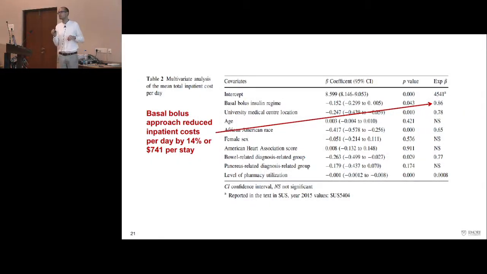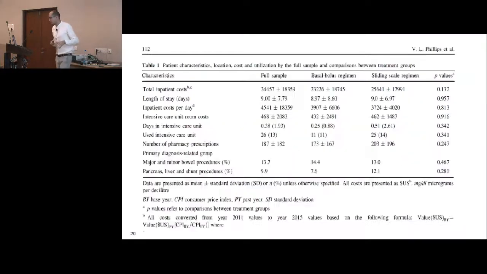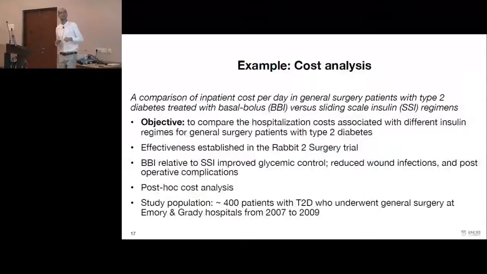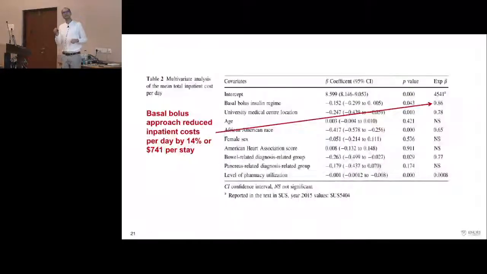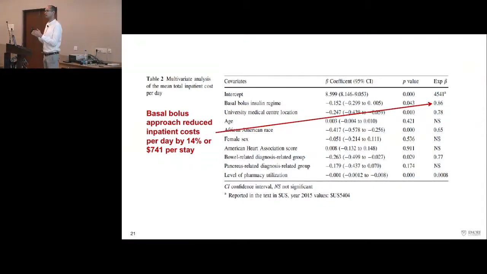This was the estimate, but if we exponentiate, because we're on the log scale, when we exponentiate it back, we get essentially the percentage of the cost of the reference. In this case, the reference was the standard of care, I forgot the name of it, SSI, sliding scale insulin. So in this case, it's 0.86. It tells us that on average, the cost of the new treatment is 86% of the cost of the reference treatment.